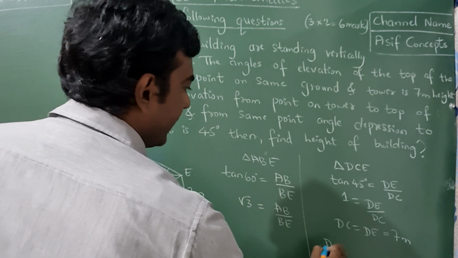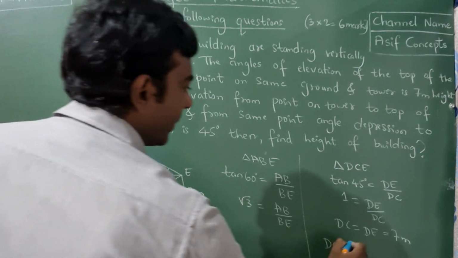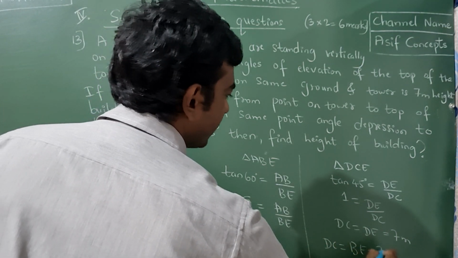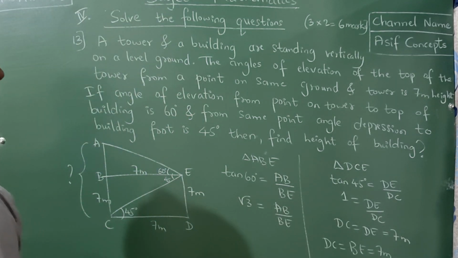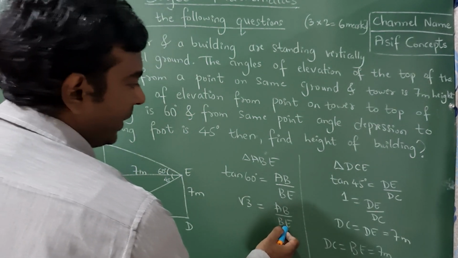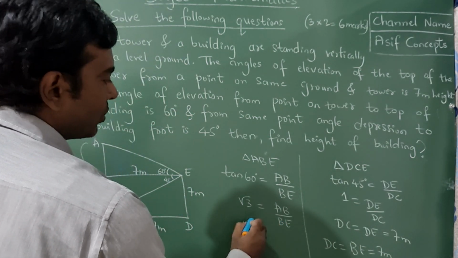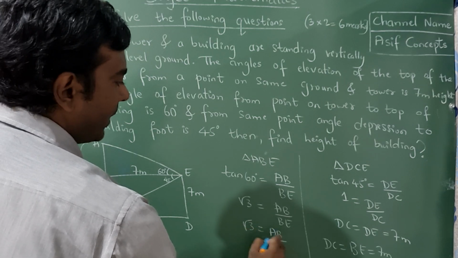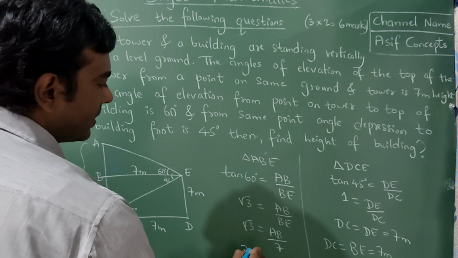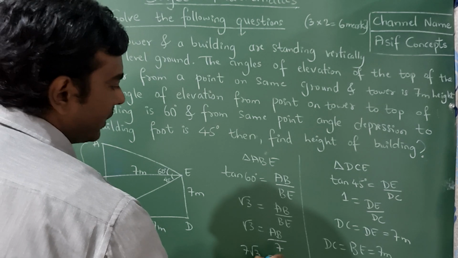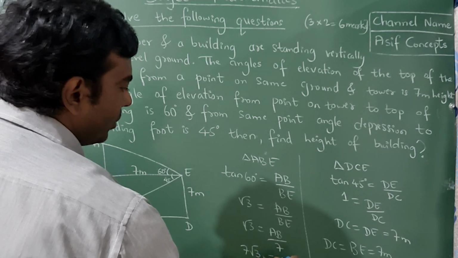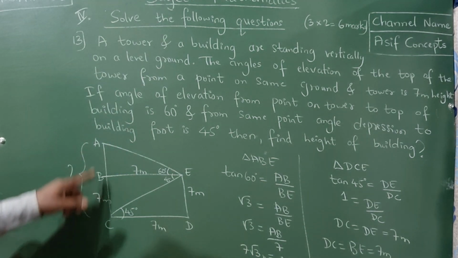If this is 7 meters, then this also will become 7 because of parallel lines. Now DC is equal to BE, which is equal to 7 meters. Now in place of BE, I am going to write 7. So root 3 is equal to AB by 7. If I multiply this, it will become 7 root 3 meters is equal to AB. I have got the AB value now.